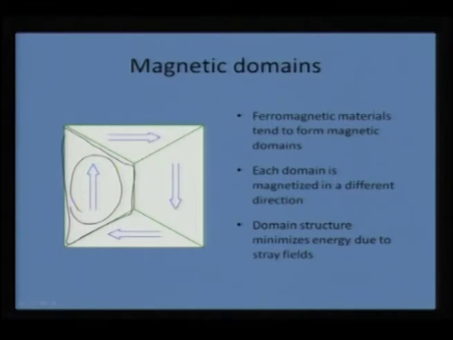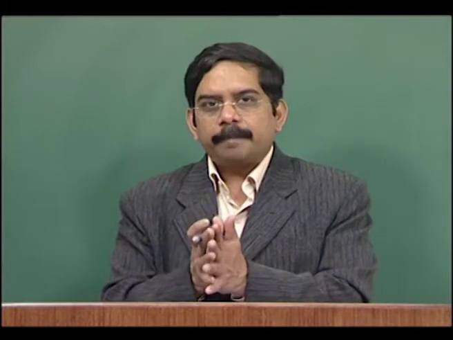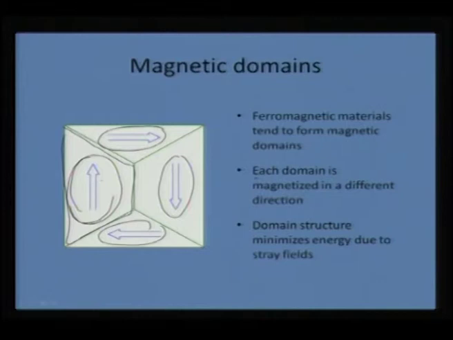domain will have a net moment of this order, and there can be other moments also, but those are aligned in different directions. So a domain picture evolves where not necessarily all the domains have to be oriented in the same axis where the magnetic field is applied. So each domain is magnetized in a different direction. Domain structure therefore minimizes energy due to stray fields.